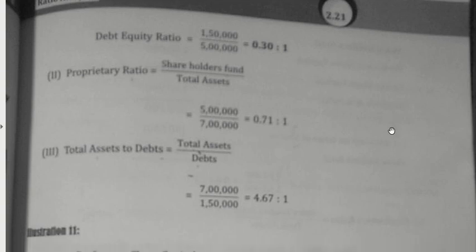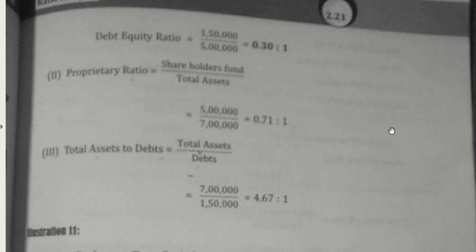Next you have your proprietary ratio, which is shareholders fund divided by total assets. Your shareholders funds we have already found out, which is 5 lakhs, divided by total assets. The total assets amount is 7 lakhs, which is your fixed assets, non-current investment and your current assets.